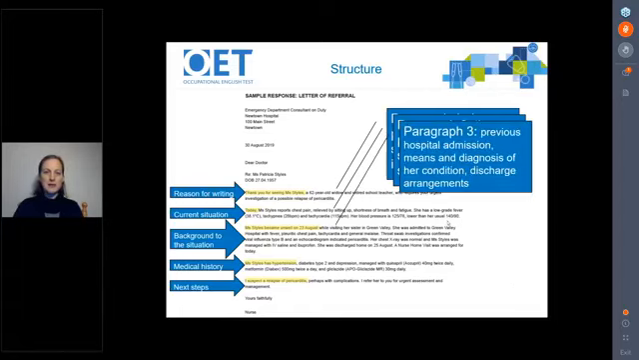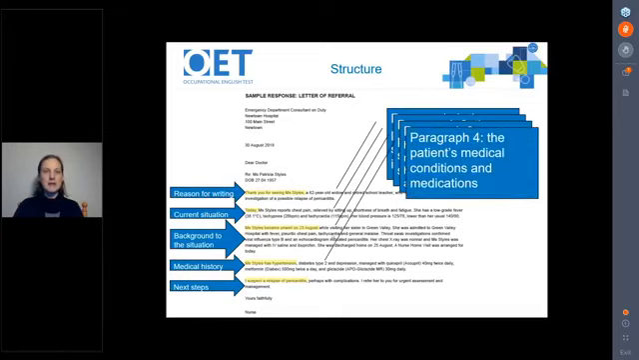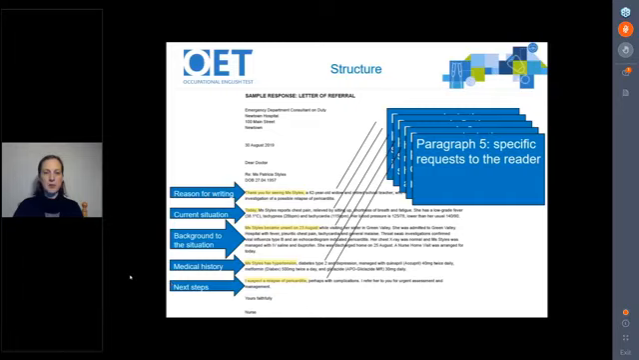In paragraph 3, we have details of the patient's previous admission to hospital, the means and diagnosis of her condition at that time, as well as management and discharge arrangements. In paragraph 4, we have the patient's medical conditions and medications. And finally, in paragraph 5, we have the specific request to the reader. So that's what our sample letter contains, but let's compare these details with the case notes.